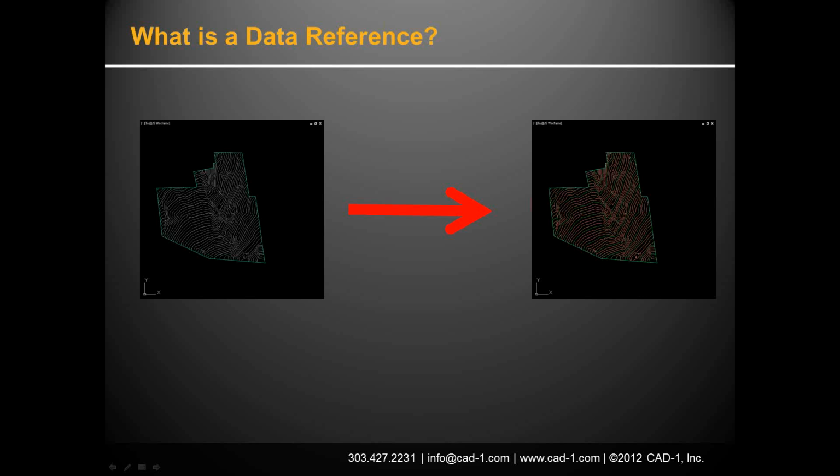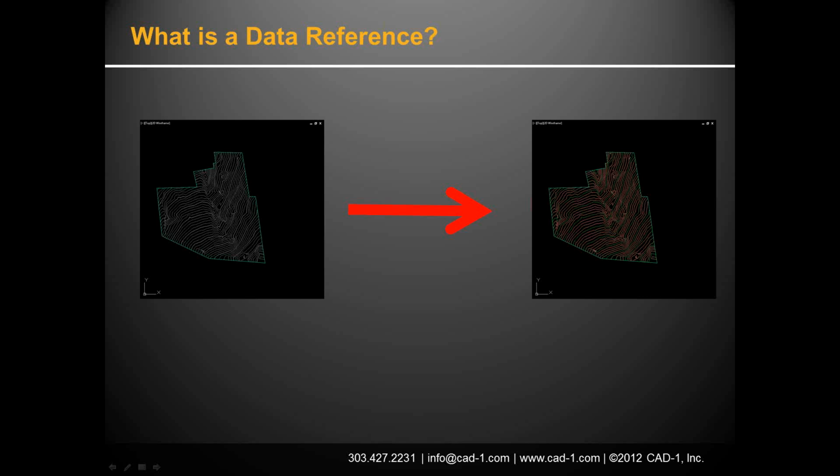So again, I'm going to use a surface as an example. So the surface that was created from a data reference, I can paste it into another surface. I can run different analyses on it. I can assign different styles to it. I can use it in volume calculations. I can run cut profiles and use it as targets for gradings and corridors and everything that I can with any other surface. The only thing I can't do is edit it.